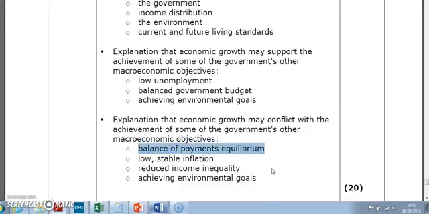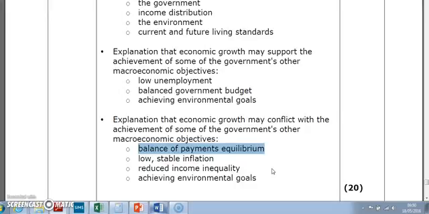The balance of payments looks at the imports and exports within the UK, and it should balance. So the amount of money spent on exports should be the same as imports. That's another one of the macroeconomic aims. When we're talking about balance of payments, we're specifically also looking at the current account. That's the one that really looks at the imports and exports within the UK.